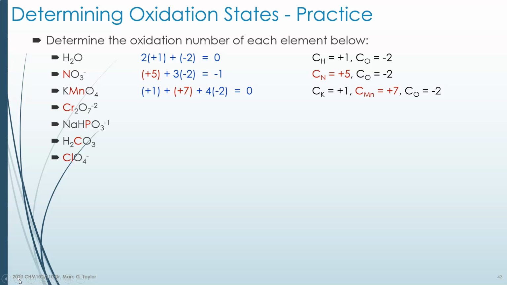Okay, I'm going to show you the next one. This is dichromate, another polyatomic ion that has 2 chromiums, 7 oxygens, and an overall charge of -2.